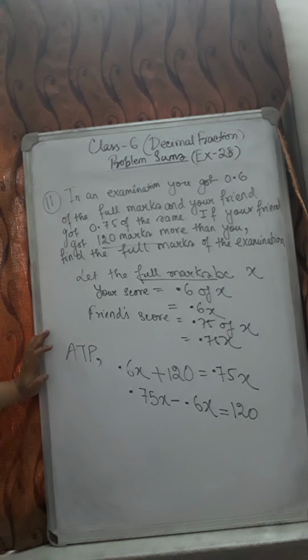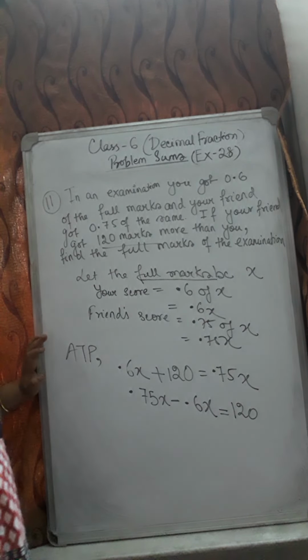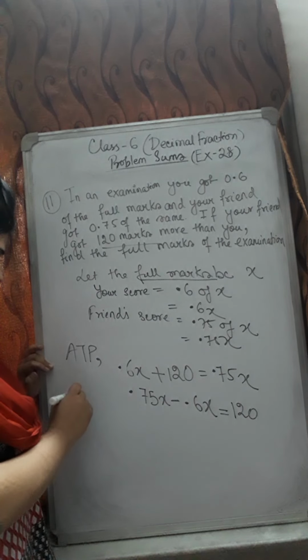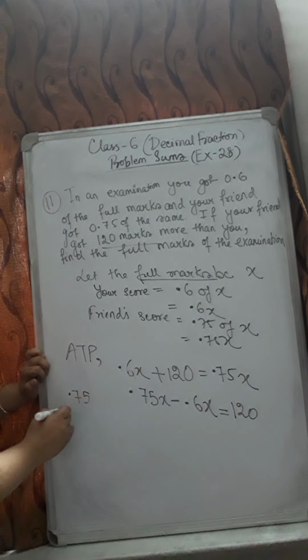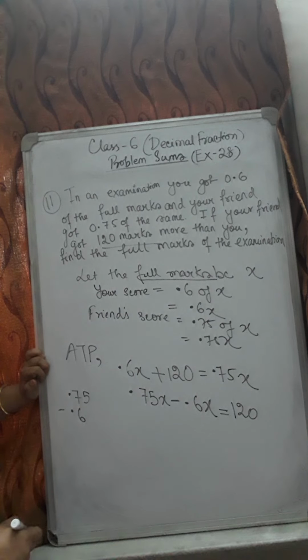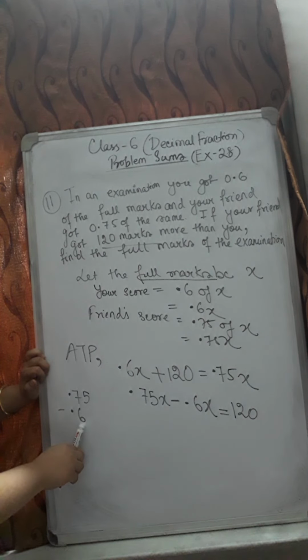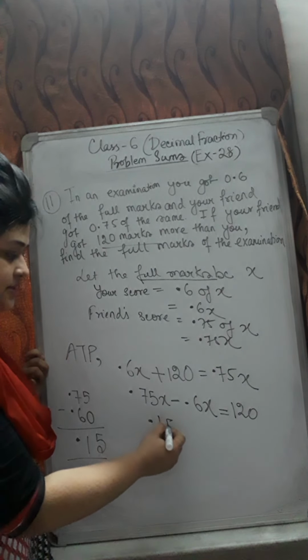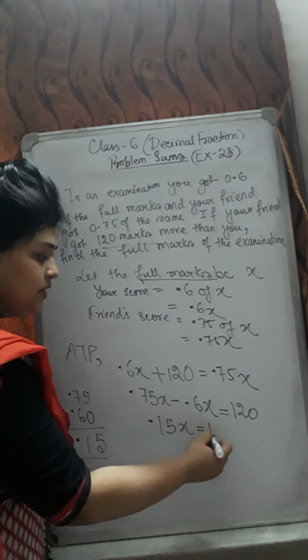Now 0.75x minus 0.6x. So that subtraction you can do, 0.75 minus 0.6. But here there is only one digit after the decimal, so make it 0.60, so that after the decimal both numbers have equal digits. So 5 minus 0 is 5, 7 minus 6 is 1, and the point. So 0.15x is equal to 120.